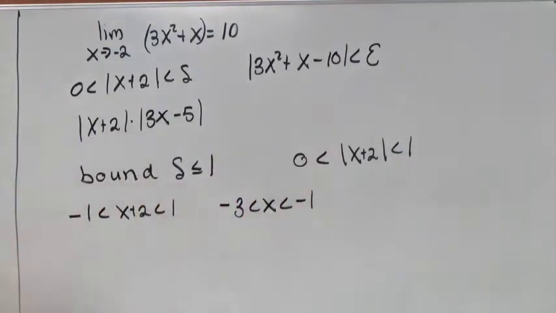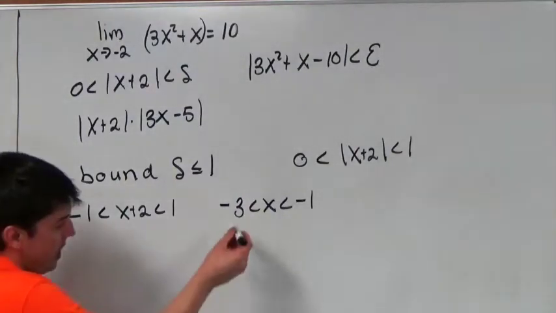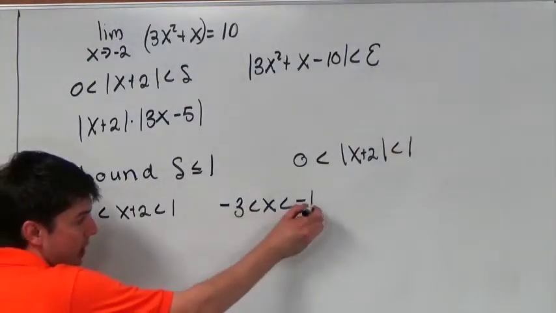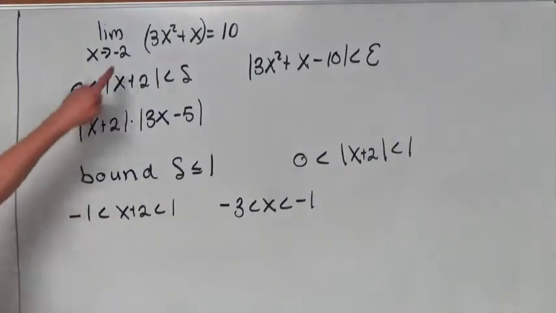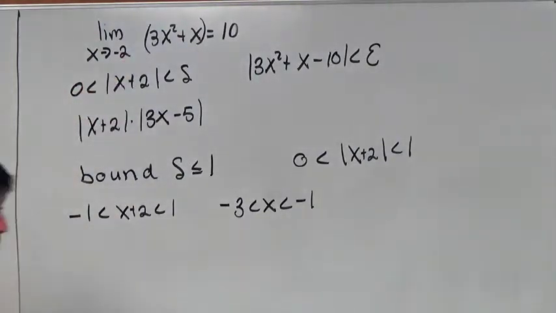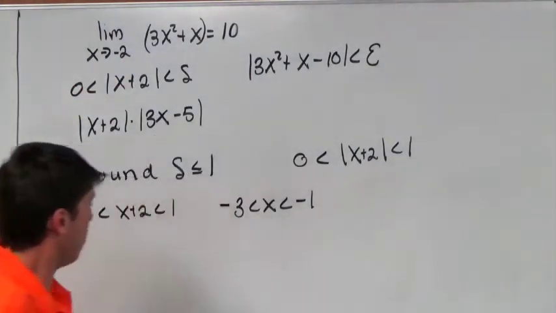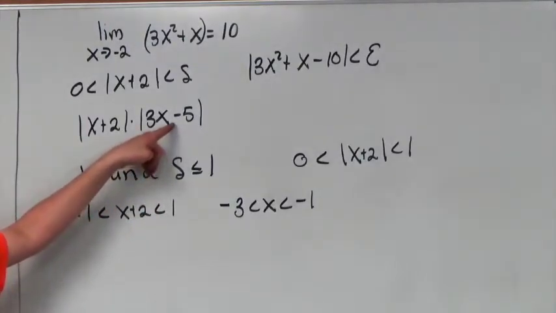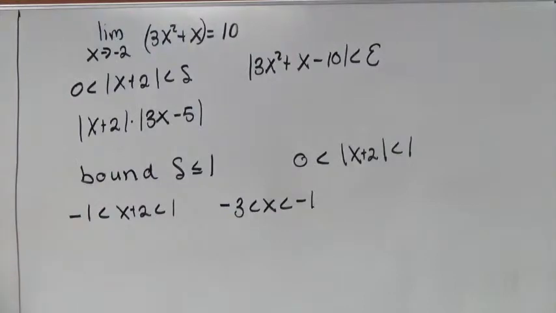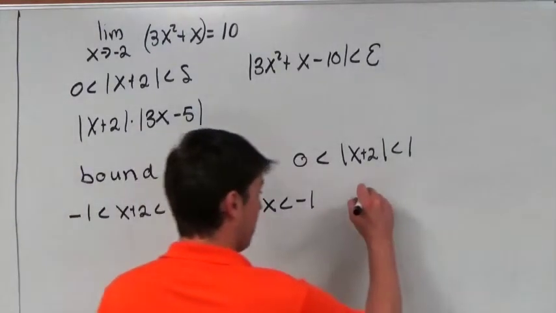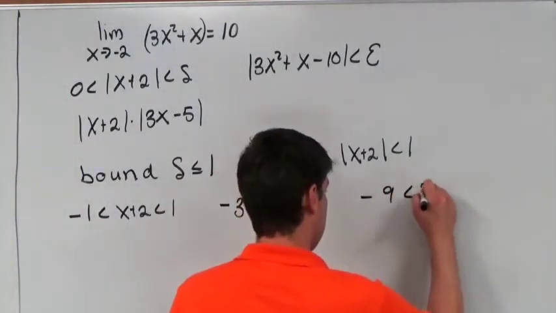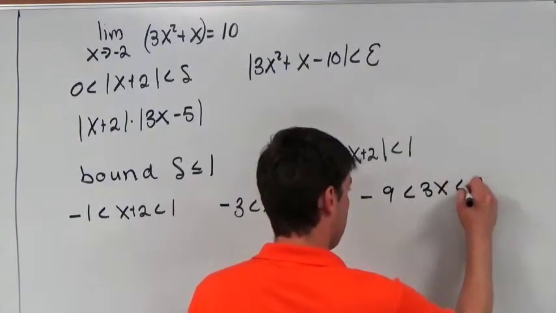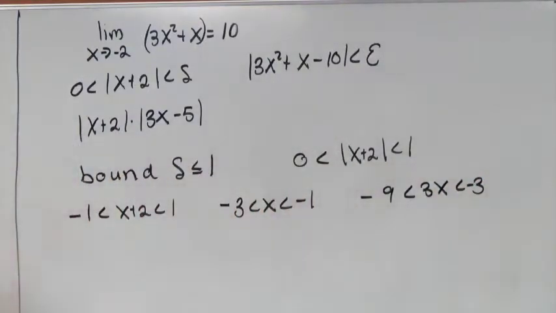So look at what bounding delta less than 1 did. It means we're looking at x between negative 3 and negative 1, and what we care about is x approaching negative 2. More importantly, it gives us a way of finding what's bigger than this expression here. So we need a 3x, so distribute 3. Subtract a 5.